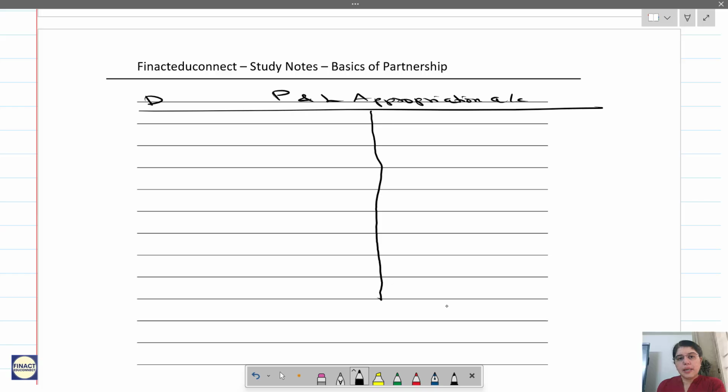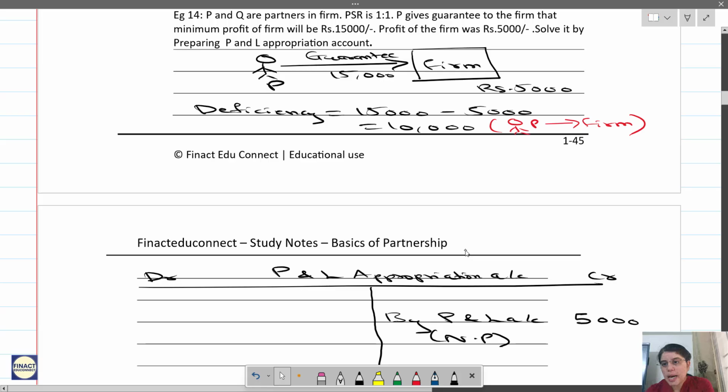Okay, debit, credit. Now see here, by profit and loss account, this is your net profit. How much was the net profit? Net profit is 5,000. This is the actual profit, correct? Now what is the guarantee given by P to the firm? That profit will be 15,000. So how much is the deficiency? 10,000. Now this deficiency of 10,000 has to be given by P to the firm.